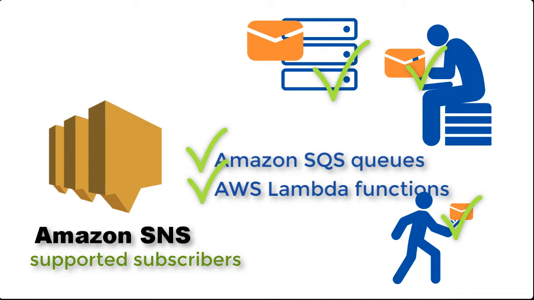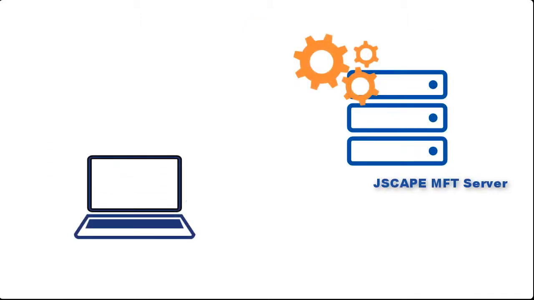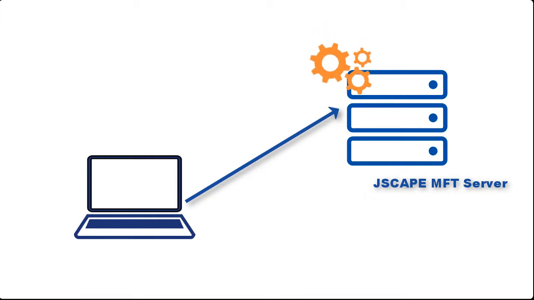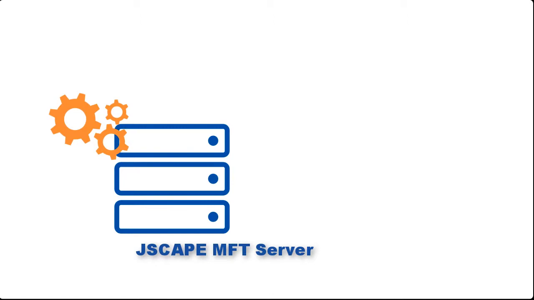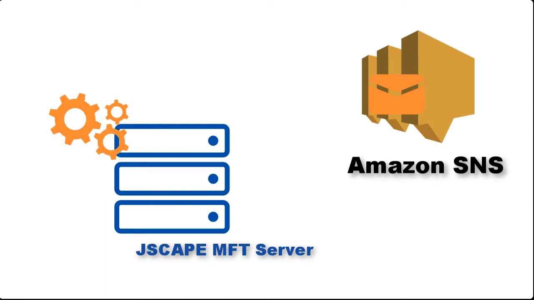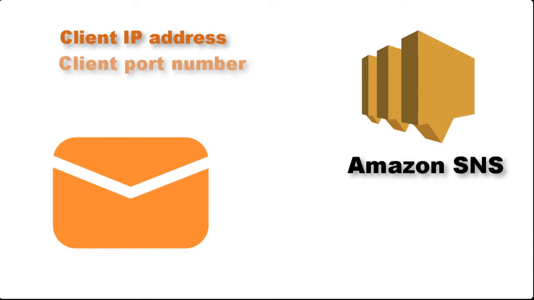And for this particular example, the trigger we're going to create will respond whenever our JSCAPE MFT Server instance receives a request from a client that's attempting to download a particular file. The response will then be a message containing pertinent information regarding the request, like the client IP address, the client port number, the username, and so on.